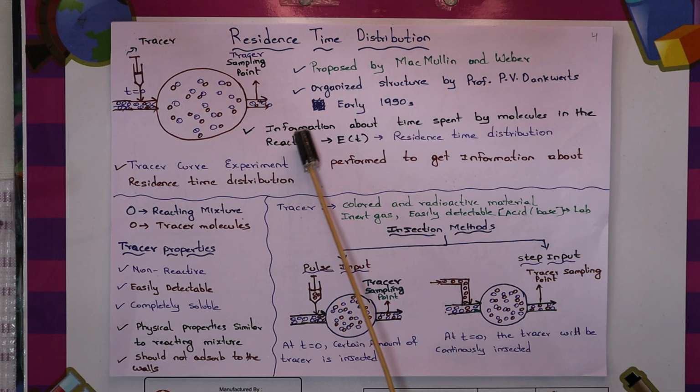So we get the information about the time spent by the molecules in the reactor through the curve which is called the E of t curve.